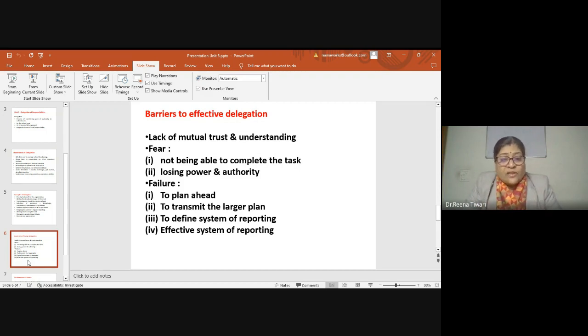So if there is no reporting system, there is no definition of how reporting should be done, and a good system is not developed, time to time reporting, which I was talking about as feedback, if that is not developed by the head teacher, it may fail in the process of delegation. Because when reporting is not being done from time to time, and the lacunae we are facing, the drawbacks, are not considered and removed, the task cannot be done in an effective way. So these are the different barriers.